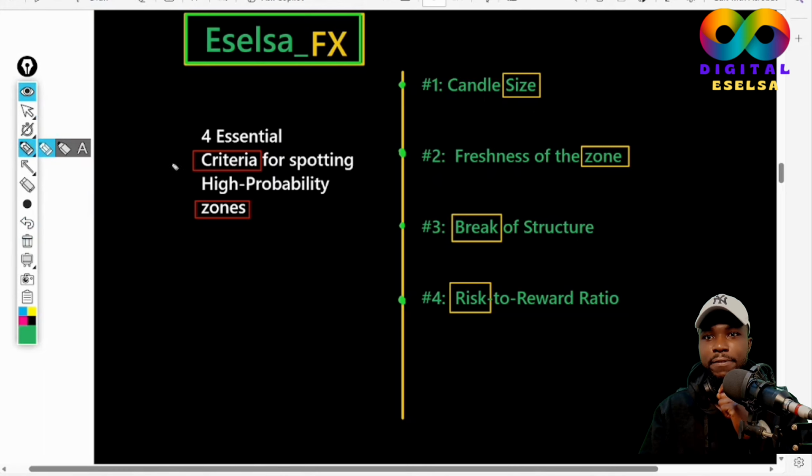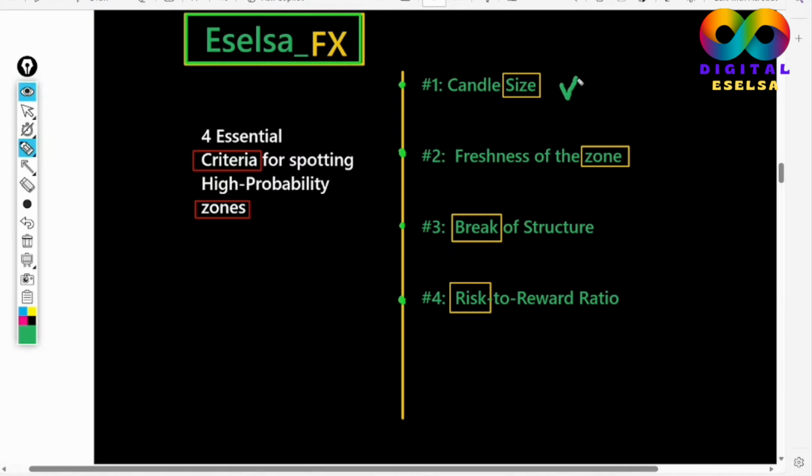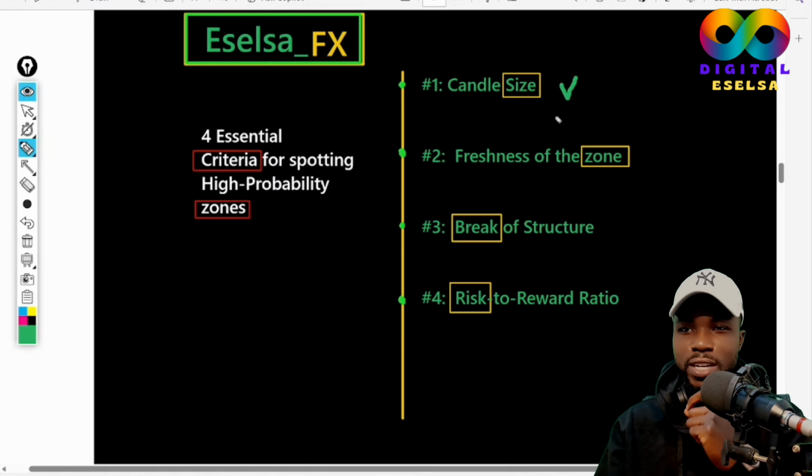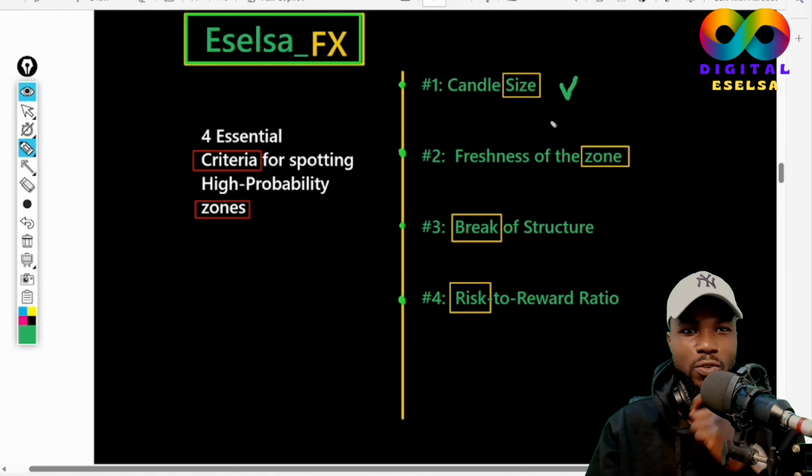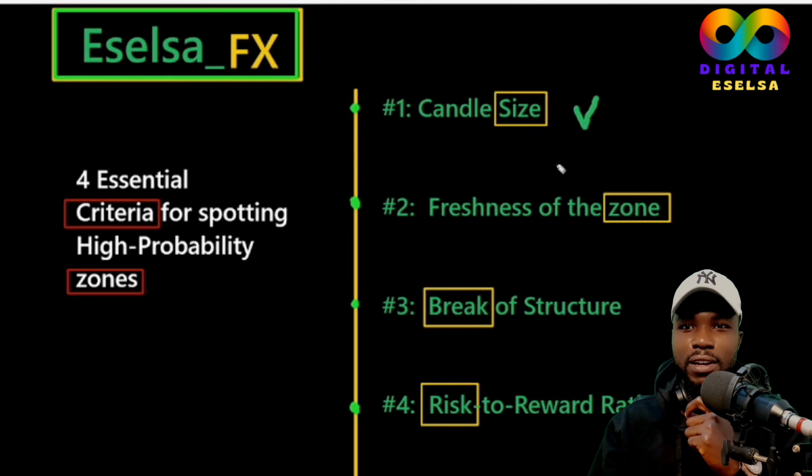I was able to explain the 4 essential criteria for spotting high probability zones. Number 1, the candle size. Size in this situation, especially if you want to trade demand and supply, the sizes of the candles as they are moving away from the demand zone or moving out of the supply zone matters, right? So size is very important. I'll still illustrate and show you why.